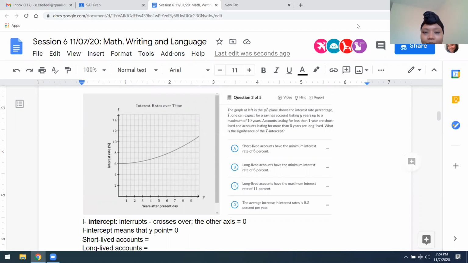Okay, so we have to figure out, what do short-lived accounts mean? What do long-lived accounts mean? I'm going to reread some of this paragraph before the question to see what they're talking about. Okay, the graph at left, the Y, I plane, shows the interest rate percentage, I, one can expect for a savings account lasting Y years to a maximum of 10 years. Okay, yes. I is the interest rate, Y is the years that the account lasts. Okay, got that.